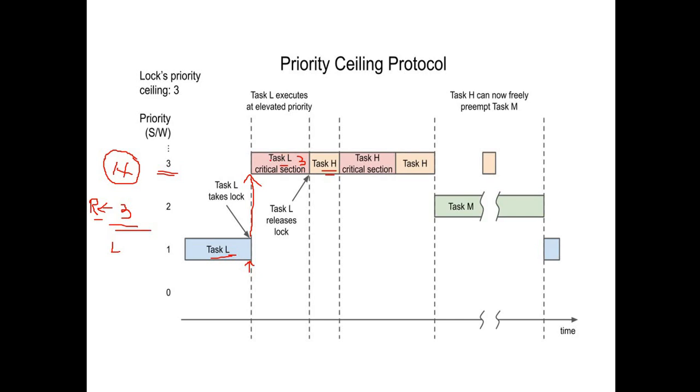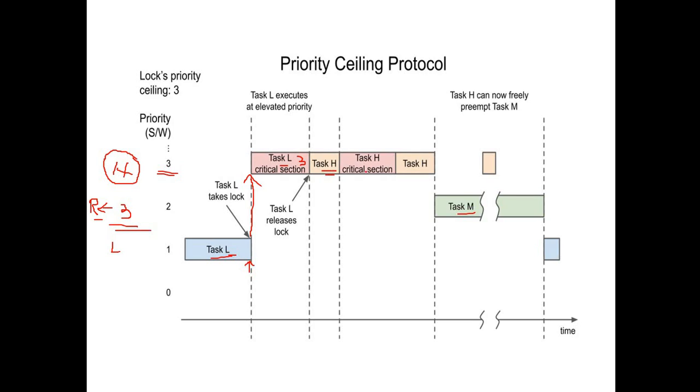So therefore, during the execution of the task L in its critical section, if any other process like M comes and wants to execute, then the task priority for M is lesser than the task priority of L.